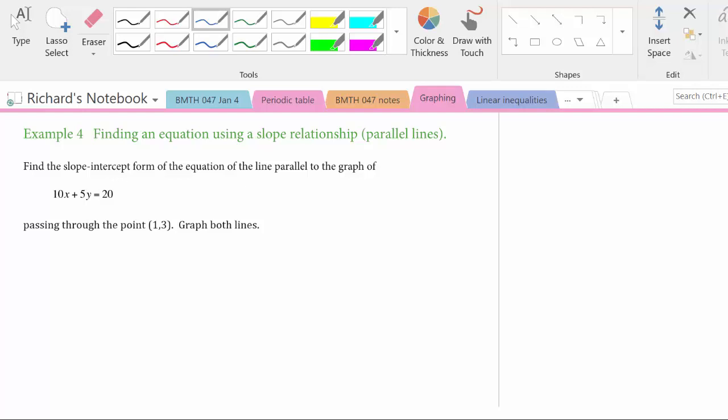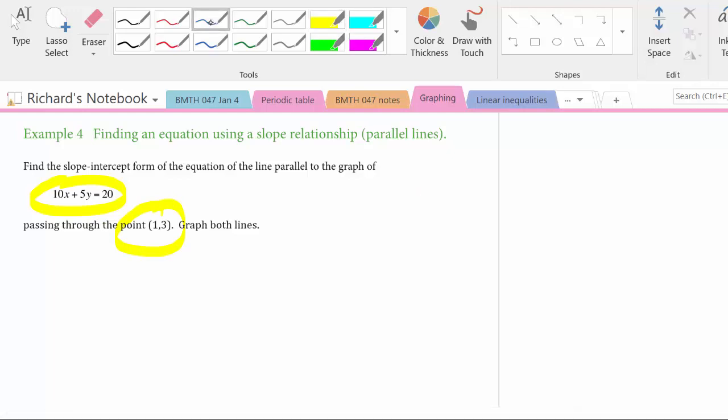Finding an equation using a slope relationship for parallel lines. Well, what we've got is an equation, and we're going to graph that equation, and we're going to graph another equation that goes through the point (1, 3).